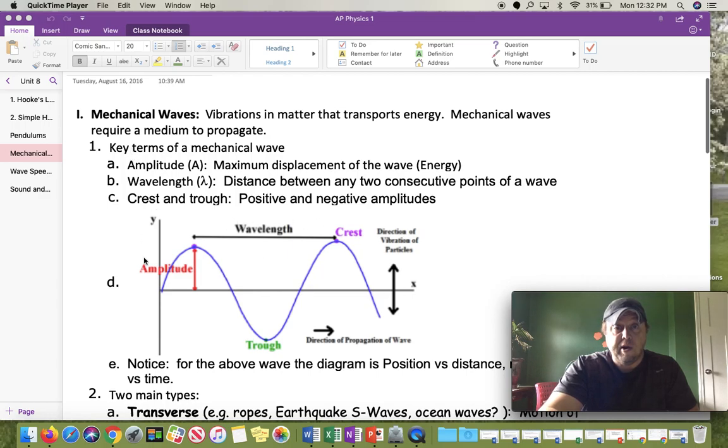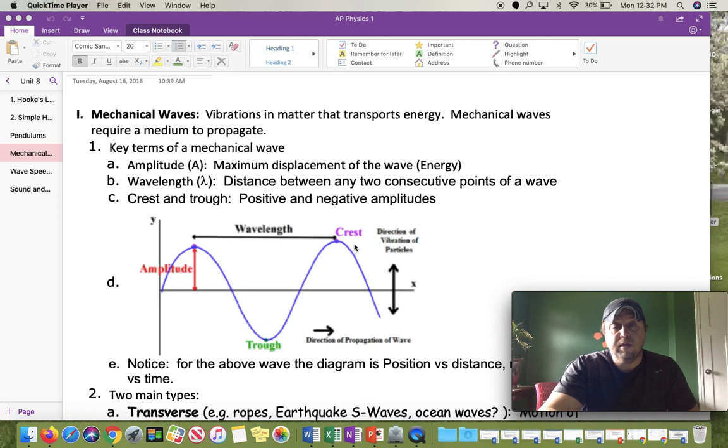All right, so on a typical mechanical wave, you're going to have your amplitude, which we've already discussed. This is the separation between the midpoint and the maximum displacement. Wavelength: any two consecutive parts of a wave is one wavelength. All right, and we have used this as a wave cycle. We've talked about frequency of the waves and so on and so forth. But wavelength, distance between any two consecutive points.